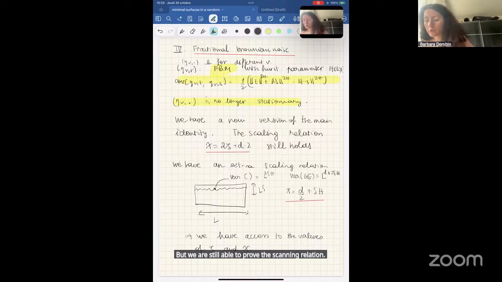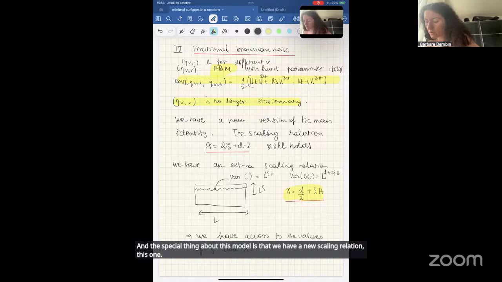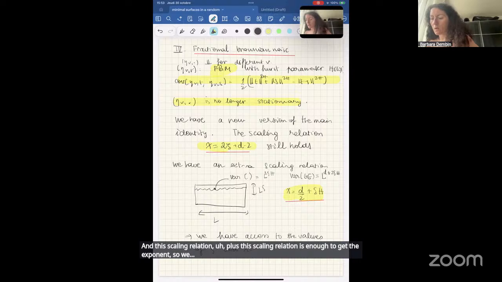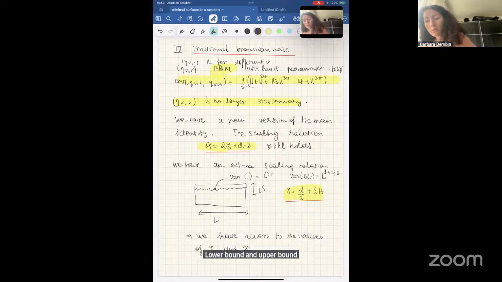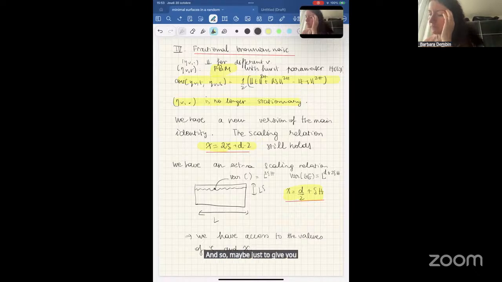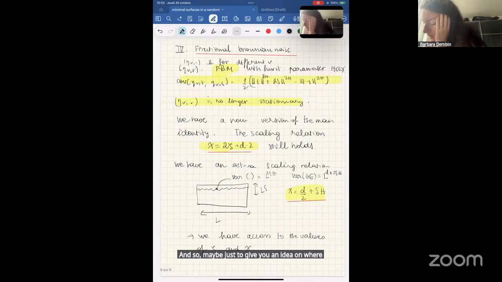And the special thing of this model is that we have a new scaling relation, this one. This scaling relation plus the previous scaling relation is enough to get the exponent. At the difference of our previous work with general noise, where we were only able to get lower and upper bounds on the exponents, here we really are able to compute the exponents for the fluctuation in energy and the fluctuation in space. And maybe just to give you an idea of where this comes from.